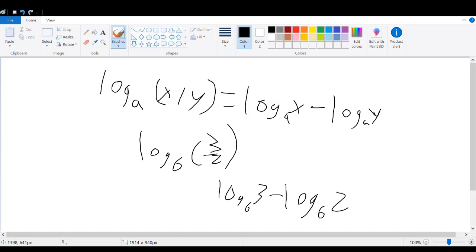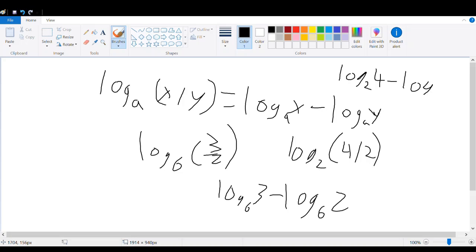And then I'm going to do a test value for this. So let's say log base 2 of 4 over 2. 4 over 2 is 2. Log base 2 of 2 is 1. So we know the value of this. Now let's write it out using this property. Log base 2 of 4 minus log base 2 of 2. 2 minus 1 is 1. And we also got 1 here. So that's great. Property works.